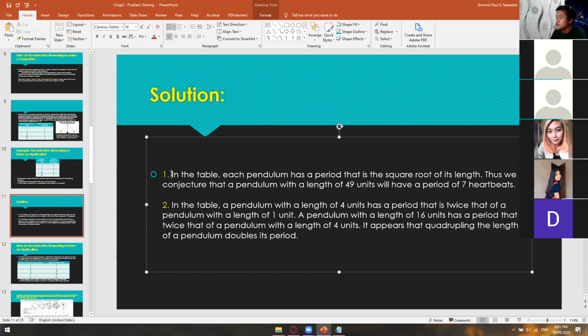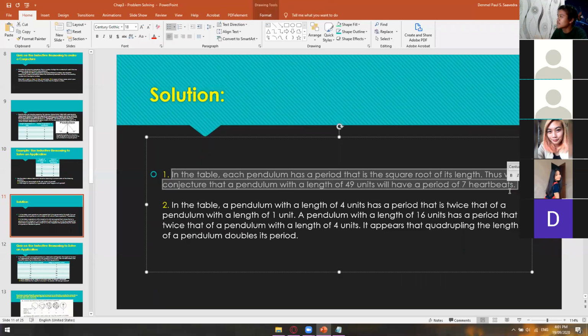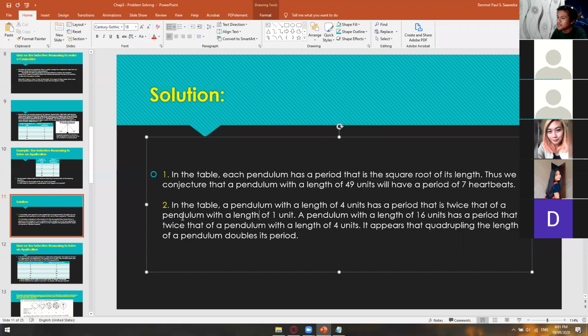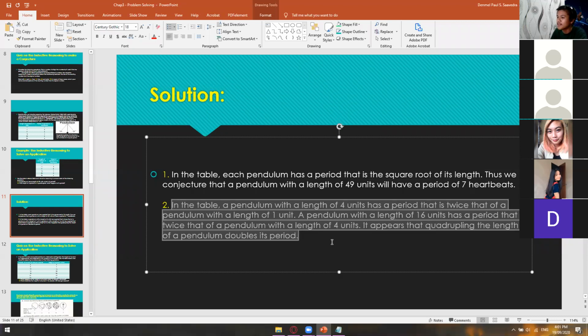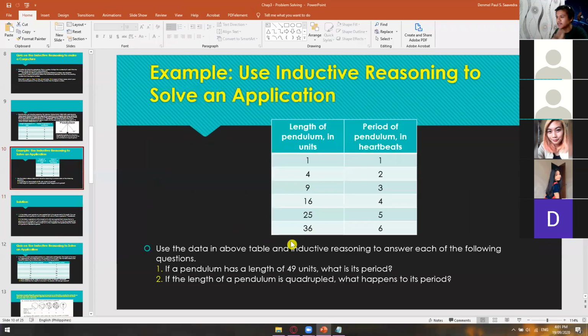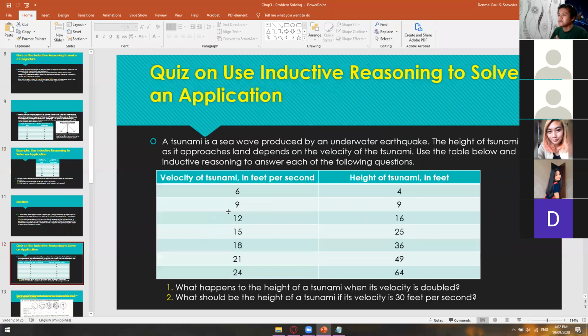Okay, so tama yung mga parang assumption nyo or mga conjecture nyo. So I think nagigets nyo na kung paano isolve yung isang bagay. Gamit lamang ang mga examples na binigay sa inyo. Like this one. Titingnan nyo lang yung table, alam nyo na kung ano yung nangyari. Okay? Okay, so as usual, you guys will be having a quiz on that one.